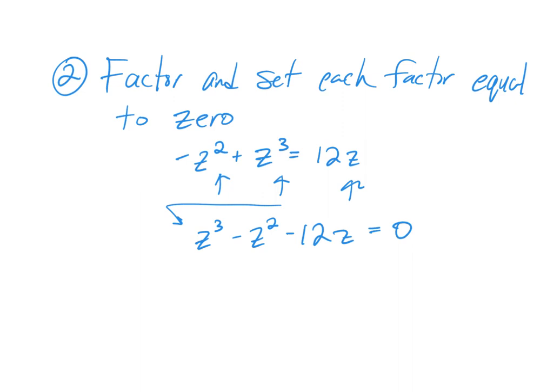So the first thing that I notice is that every term has a z in common, so I'm going to pull a z out front. Then I'm going to divide each of my 3 terms by z. When I divide z cubed by z, I get z squared. When I divide z squared by z, I get z. When I divide 12z by z, I get negative 12. And that's equal to 0.